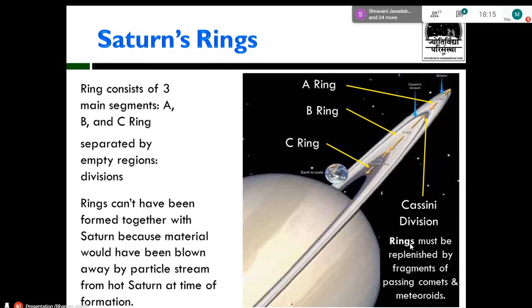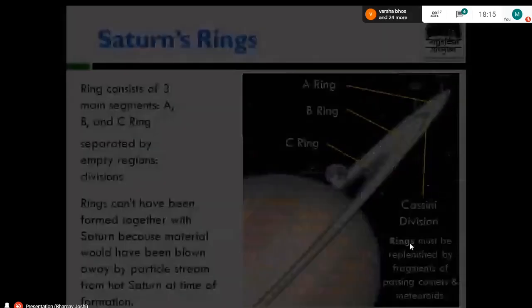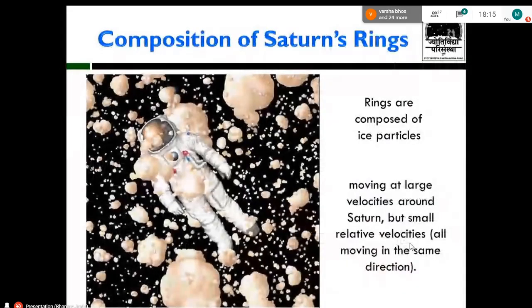These rings stay in shape around the equator because of the bigger moons of Saturn, which are called the shepherding moons. Because of the gravity of the shepherding moons, all the other rings stay in shape along the equator. So this is a picture to give you an idea about the composition of Saturn's rings.